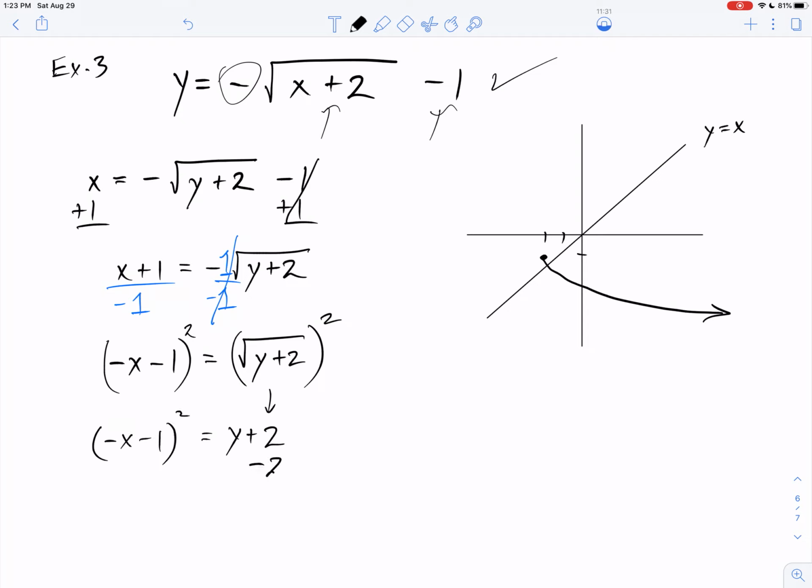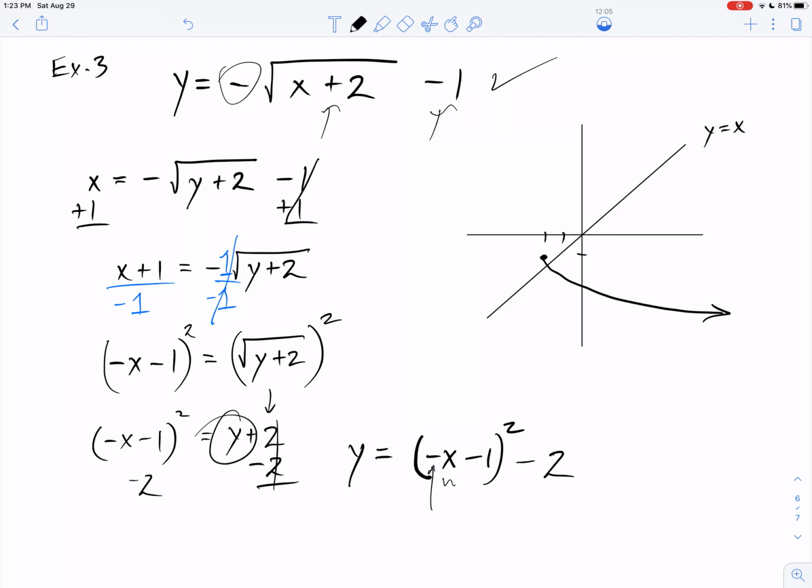I'm going to move this over, and then what do I have? Well, I have y all by itself. What's it equal? It equals, parentheses, -x minus 1 squared, minus 2. Now, the negative is on the variable. That means it's going to flip it sideways.